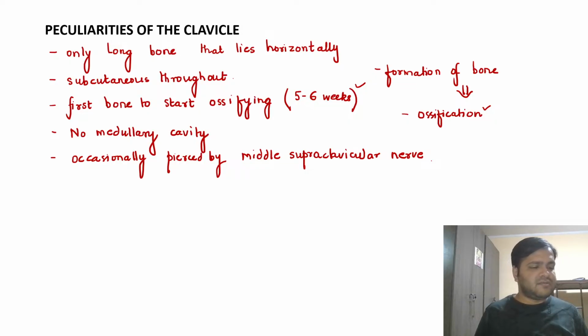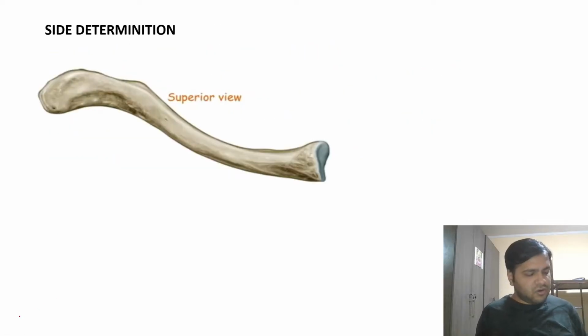Very good, Dimple. It is 25 years of age, 21 to 25. It is one of the peculiarities of the clavicle that you guys have to remember, right? Now coming on to the side determination, how to determine whether it is the right or left clavicle.